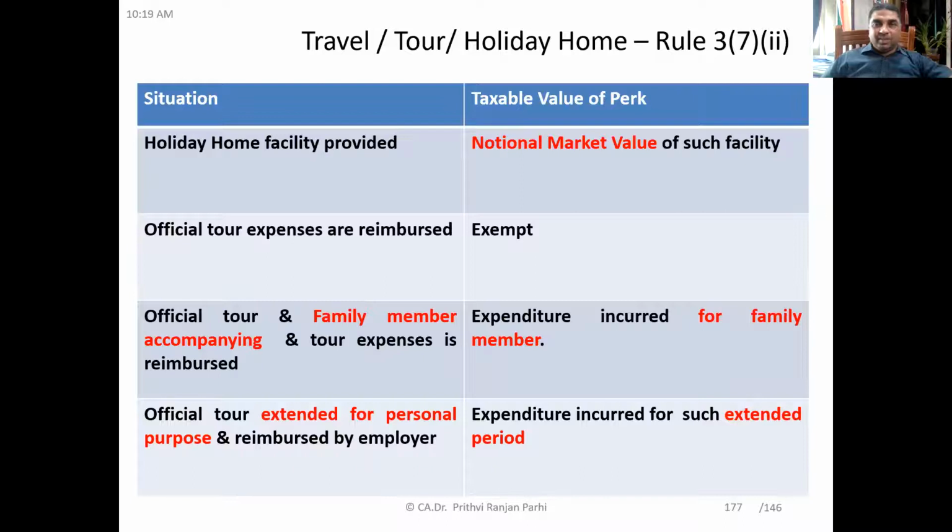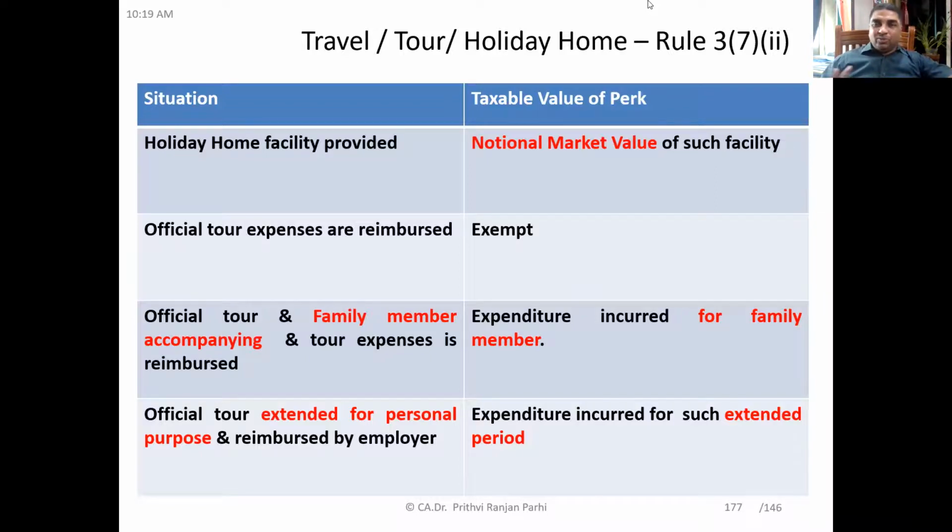Yes, sir. Now, next, one more type of perquisite. On the salary, you can see various types of perquisites. Now we'll be learning about travel, tour, or holiday home facilities. Some employers provide this facility to their employees. And how will that be taxable? How do we arrive at the value of that perquisite? For that, we need to refer to Rule 3.